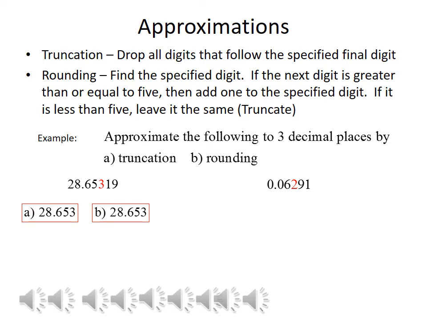Alright, so again, we count to the 3 decimal places, that's the 3 that's in red, and then we'll look at the next place, which is a 1. Now since 1 is less than 5, we'll truncate. We'll just drop the 1 and the 9 out and leave the 3 the way that it is.